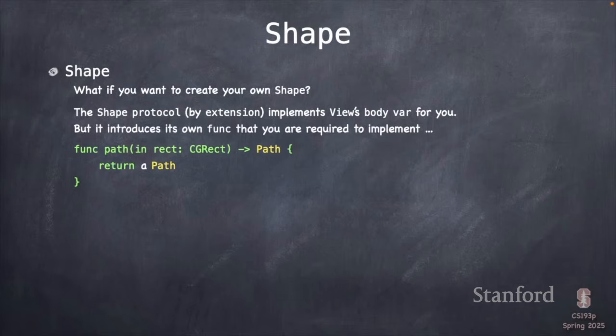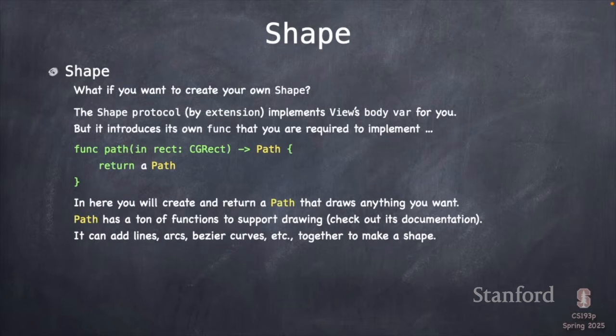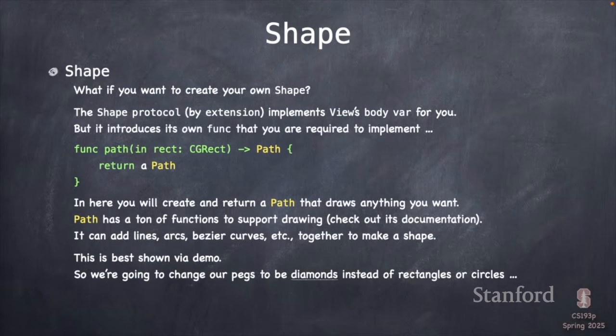And a path is a struct, and it has a lot of functions on it, like draw a line to here, draw a curve, a Bezier curve, and it even has things like, is this point inside of this shape? So you can do hit testing and things like that. But you mostly are just going to build a path here and return it, and that's how you're going to make your shape. This is best shown via demo.